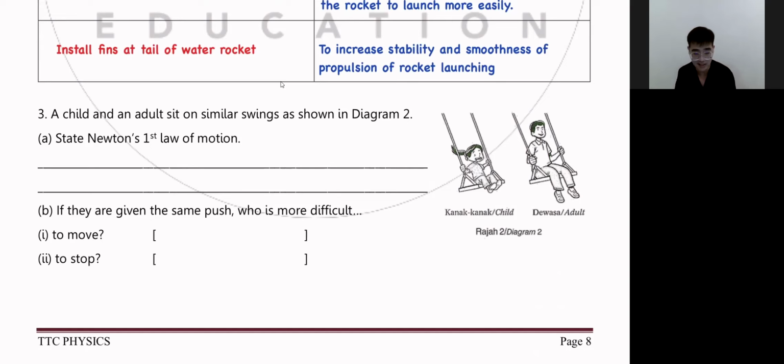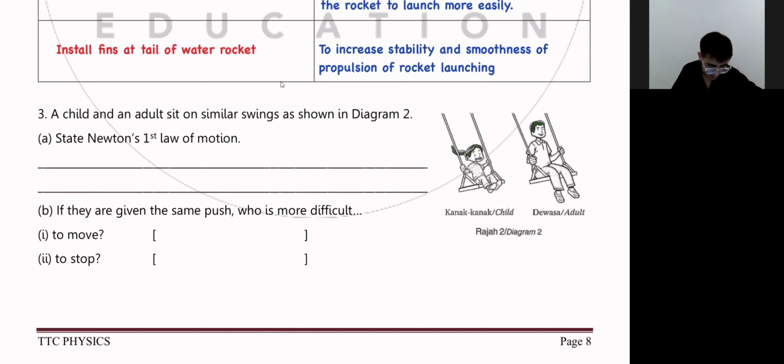So these two, they are similar swings. Just one is an adult, another one is a child, right? So do you guys know what the question is? I mean, what subtopic does this question belong to? This one is actually, of course, chapter 2. But in chapter 2, which subtopic?